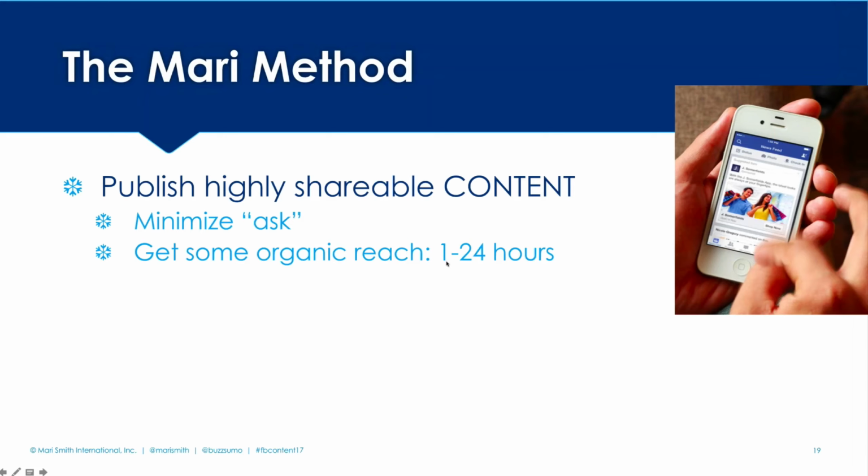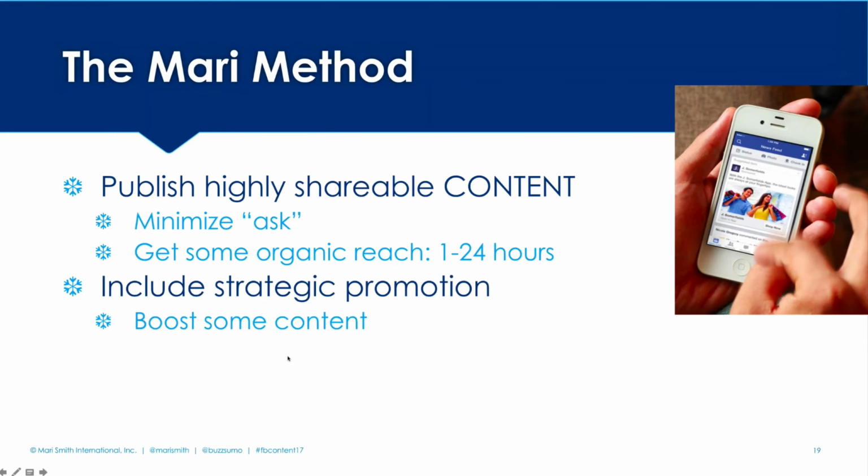Get some organic reach. I don't recommend boosting right away or amplifying, paying to get more reach immediately. I like to get maybe 1 to 24 hours of organic reach, and you have that social proof, I call it. Social proof, where some people have liked, reacted, shared, commented, and then you're going to amplify the reach. Some strategic promotion, boost some content, use the boost button, or ideally go into Ads Manager. And when you are promoting a video post on your wall, use the video views objective.